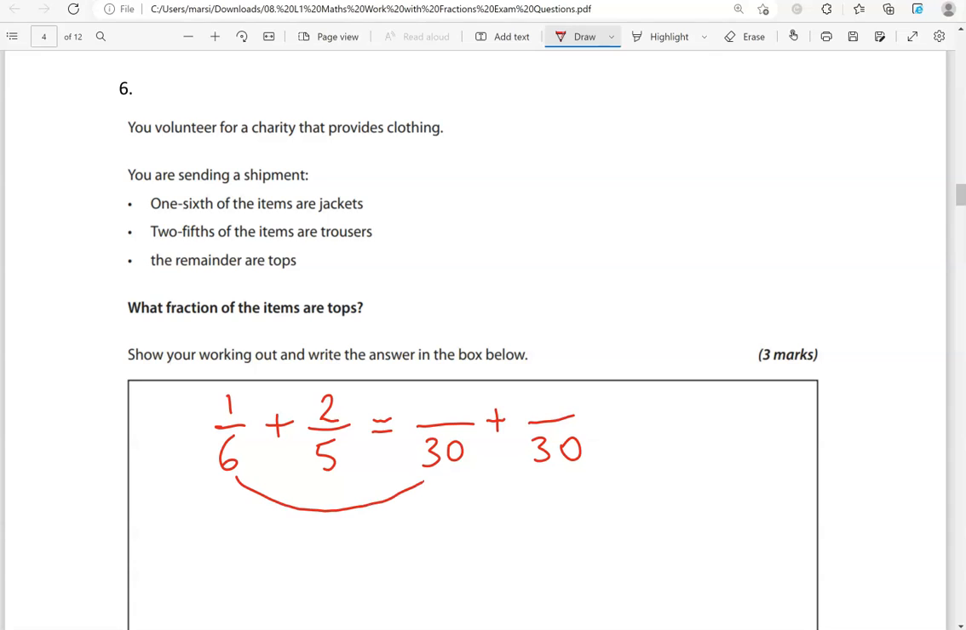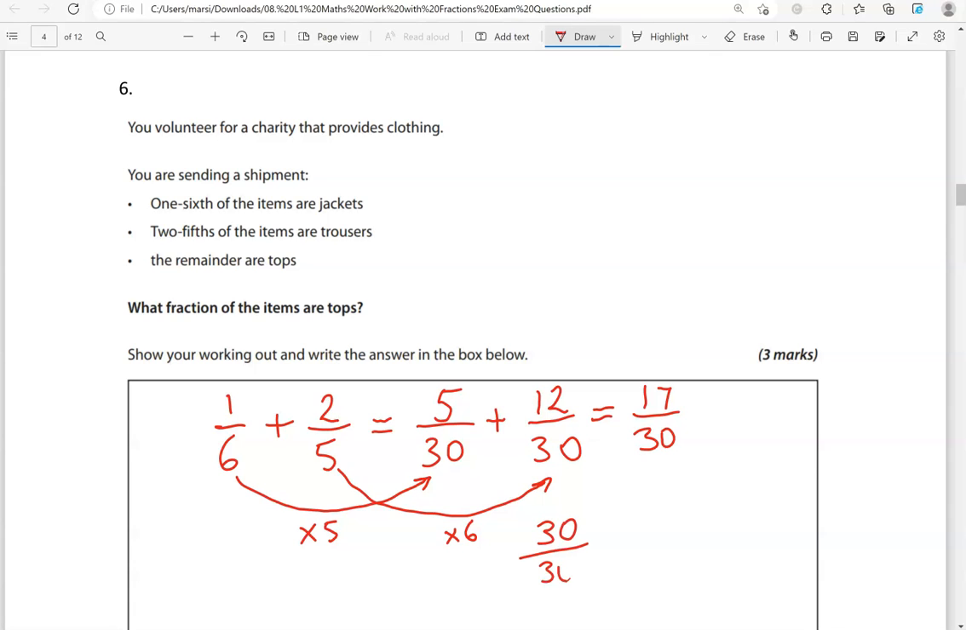To get from 6 to 30, we multiply by 5. So we'll do the same to the top number, which is 1. So 1 times 5, that is 5. To get from 5 to 30, we multiply by 6. So we'll do the same to the 2. 2 times 6 is 12. So that is 17/30.